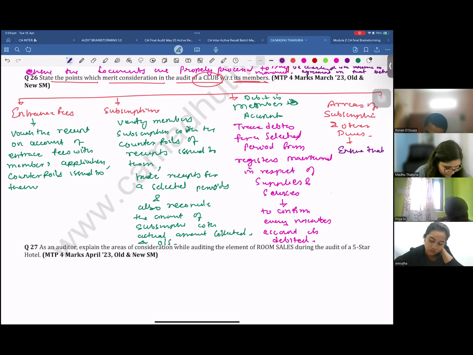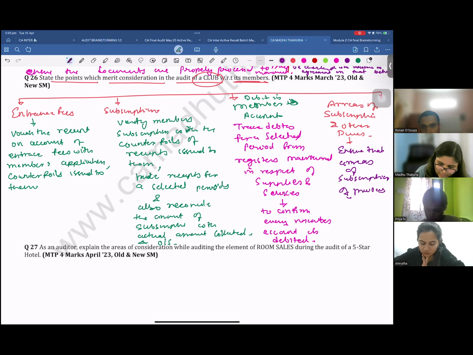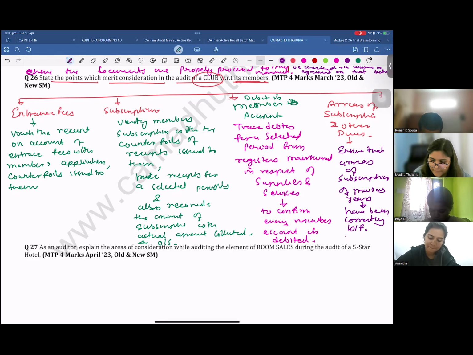Ensure that arrears of subscription of previous years have been correctly brought forward. I think that would be enough for you to write in 4 marks. What do you say, guys?